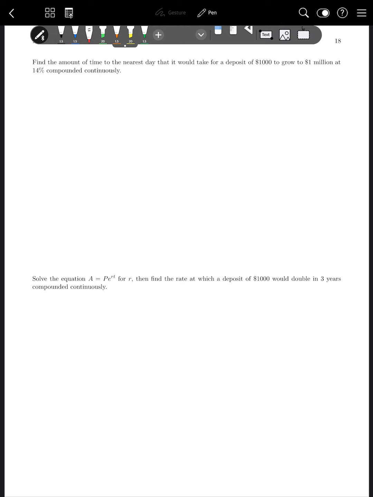So the idea here is we take our formula for compounded continuous, A equals P times e to the rt, and we substitute in the information we know. So we want it to grow from $1,000 to $1 million. So A is going to be 1 million, P is going to be 1,000. Our rate is 0.14, and we don't know t. So to solve this, we first divide by 1,000 to get the exponential by itself. 1 million divided by 1,000 is 1,000, right? You can just cancel out zeros, so take out 3 zeros.